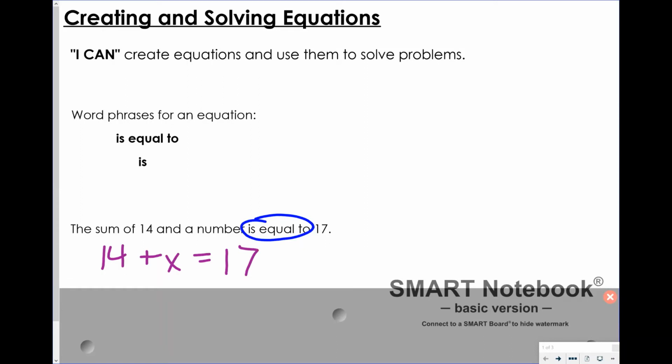When you break it down, because you have the sum of 14, which is 14 plus, and a number, which is x, is equal to, you have the equal sign, 17. Then you have 17. All right, let's look at one more.